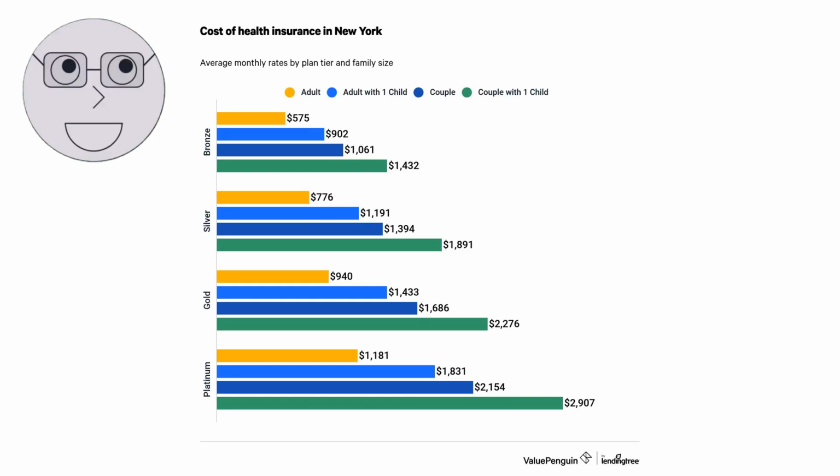When choosing a health insurance plan, it is important to consider the cost of premiums, deductibles, and co-payments. Premiums are the monthly cost of the insurance plan, while deductibles are the amount you must pay before the insurance kicks in. Co-payments are the amount you pay for each visit to the doctor or hospital.